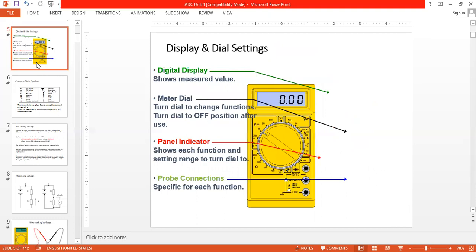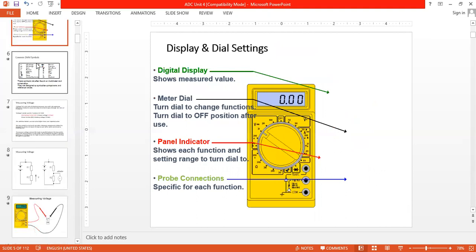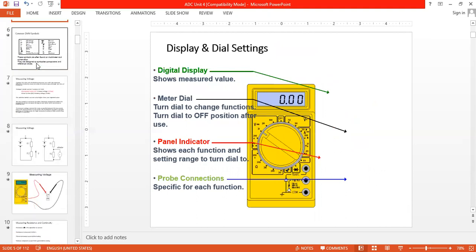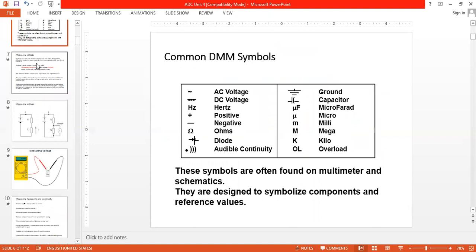This is the display and dial setting: digital display, meter dial, panel indicator, probe connections. These are the common symbols used in digital multimeters.